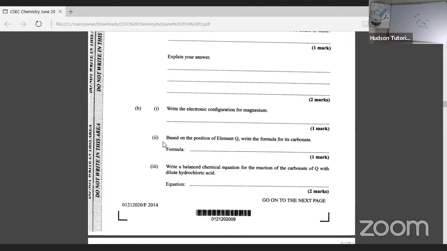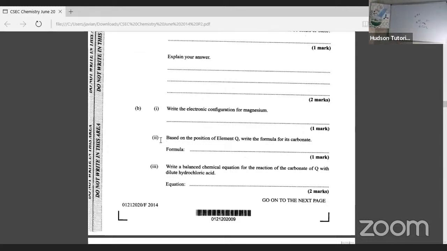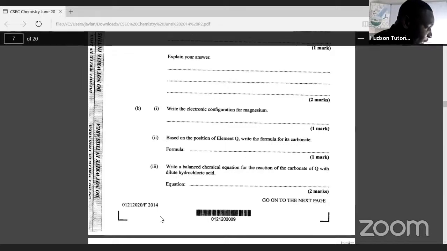So far, so good. QCO3. Give me 1 second here. All right, so it's QCO3. That's the equation that we would have there.